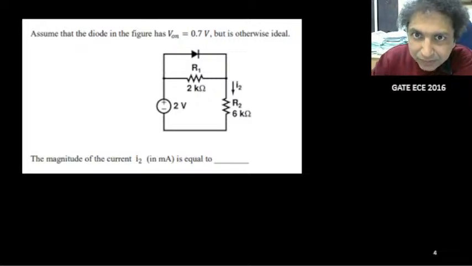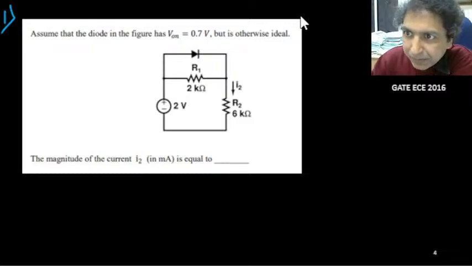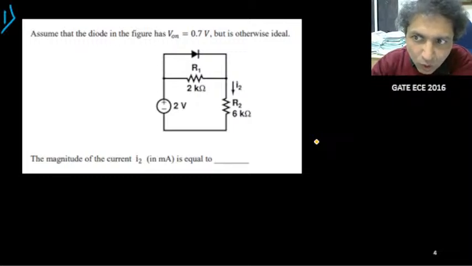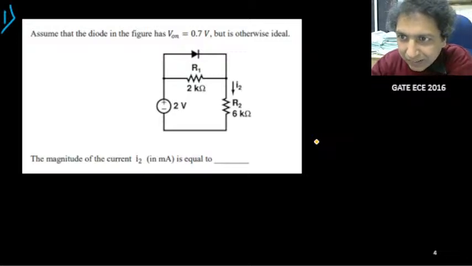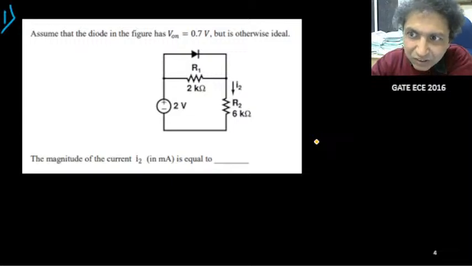Can you solve this one? Okay. Now in the circuit you can see that you have one diode that is connected across 2 kilo ohm resistance, and another resistance is connected in series, that is your 6 kilo ohm. Is it okay? Now question is, how to find out the current I2. So this current I2 we need to find out.